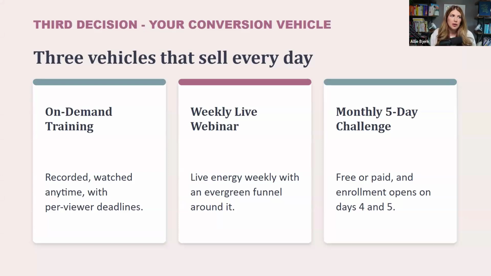So the third thing we're going to talk about today, and you can put this in the chat because I'm curious what you think you want to do based on what we've been talking about so far. Oh, I've got to get people out of the waiting room. So there are three different conversion vehicles, or three different ways to do this rolling enrollment model.